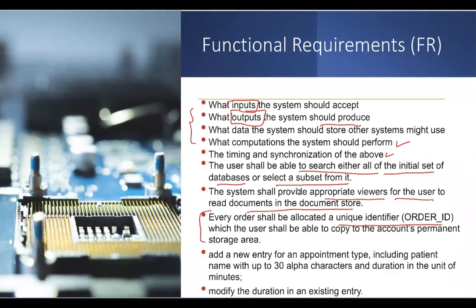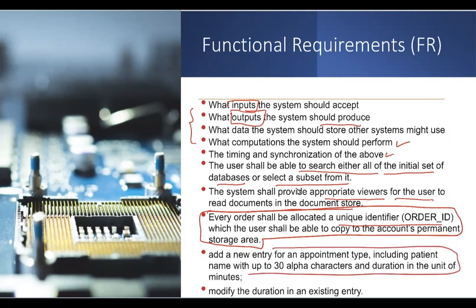If this statement is seen in the requirement document, we know that this is a functional requirement because it addresses system functionality. We are referring to the system function that will allow orders to be allocated a unique identifier. Let's read this statement and see if it really addresses the functionality of the system.